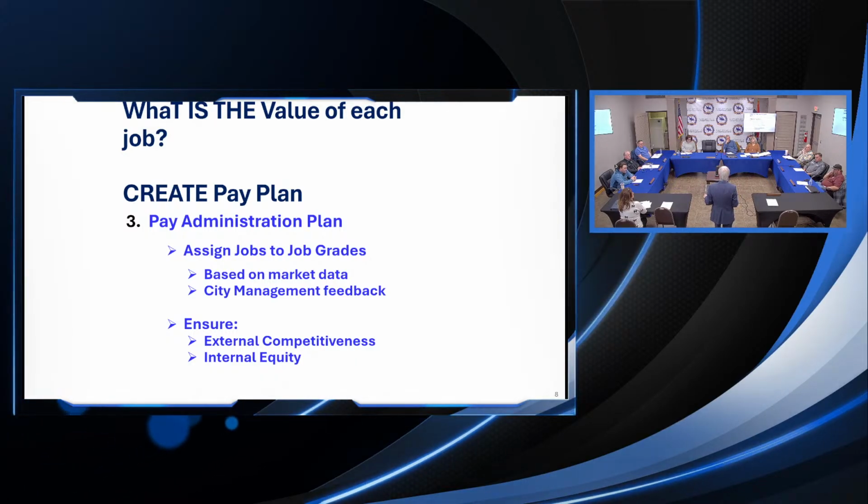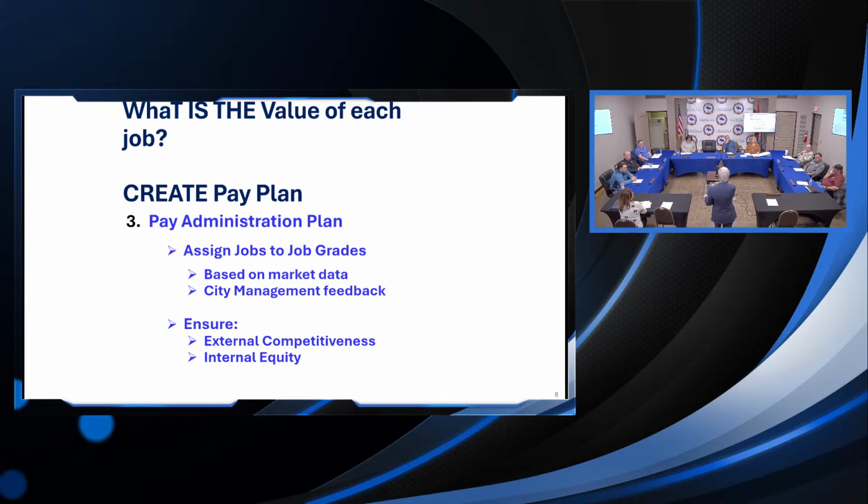Usually when we do this, I mentioned meeting with the department heads up front. We usually meet with the department heads at somewhere in this point where we show, okay, here's where the jobs are falling, and does it make sense to you that the jobs are rated in these grades like this, and get feedback.